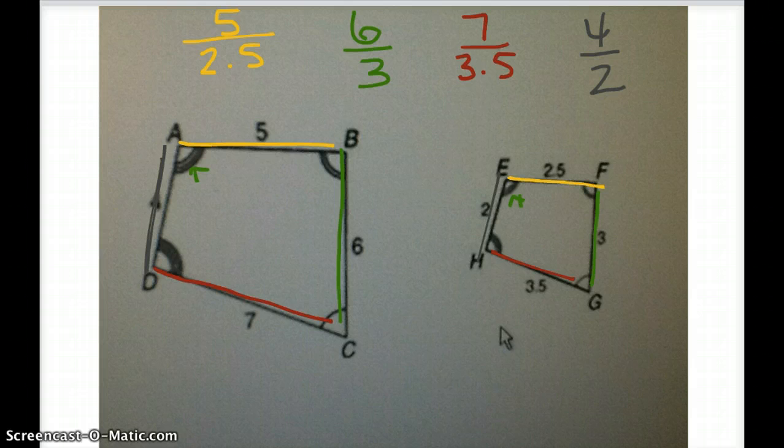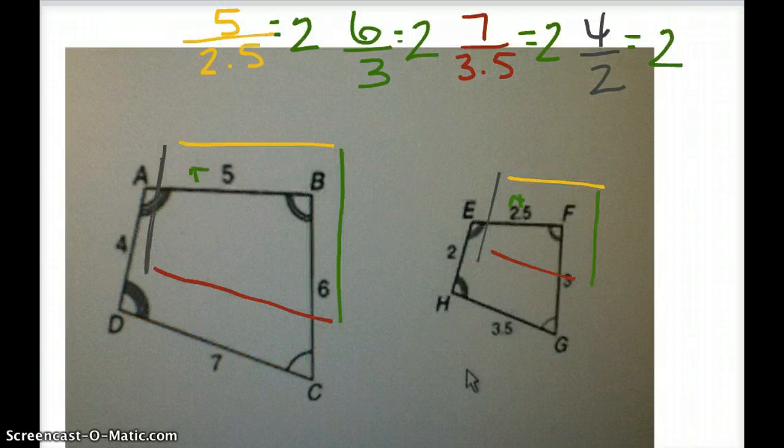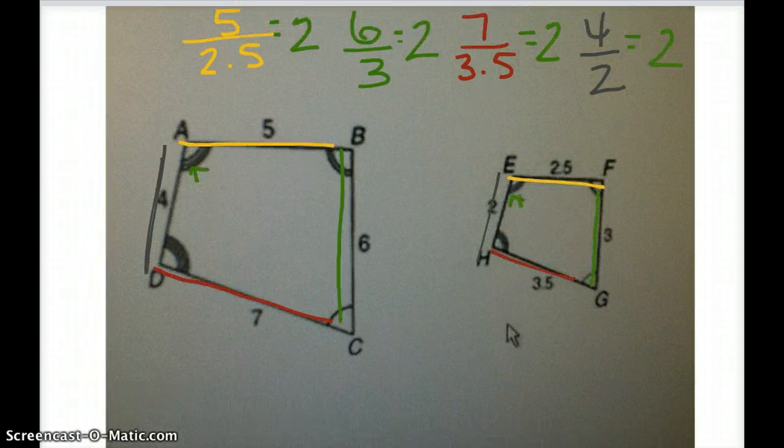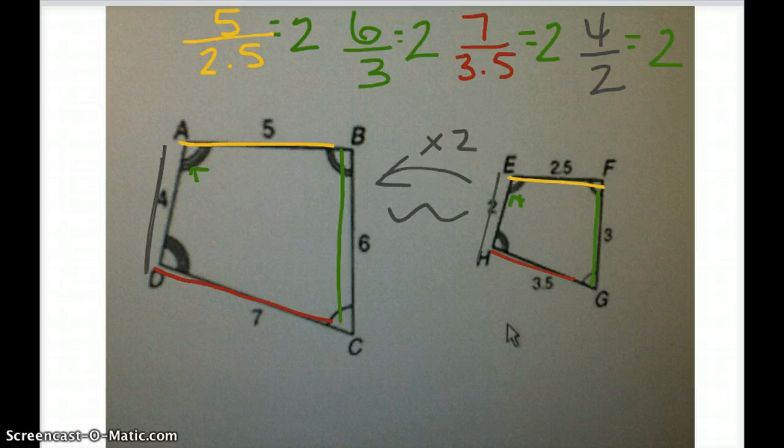Now I want to see if all of these are equal to each other, then these shapes are similar. Here's how I'm going to test it out. I'm just going to see what these equal when I divide it out. 4 divided by 2 is 2. 6 divided by 3 is 2. 7 divided by 3.5 is 2. And 5 divided by 2.5 is 2. So their ratios all equal 2. These two shapes are similar because their corresponding sides are proportional. They all equal 2, so this big one is 2 times as big as the small one.